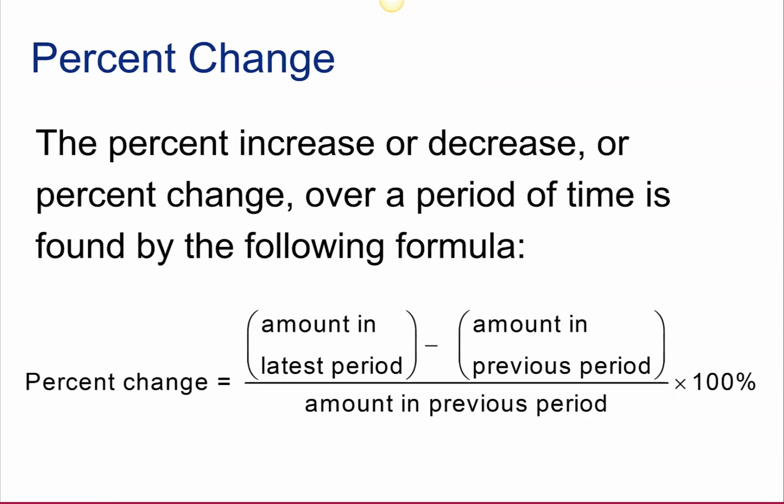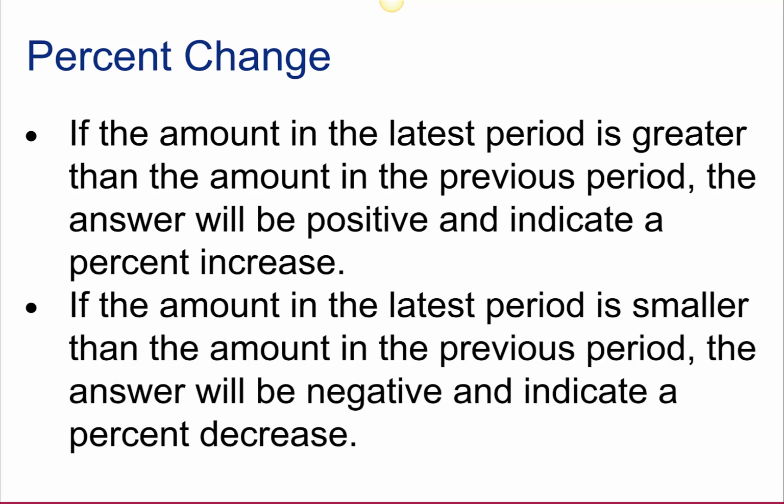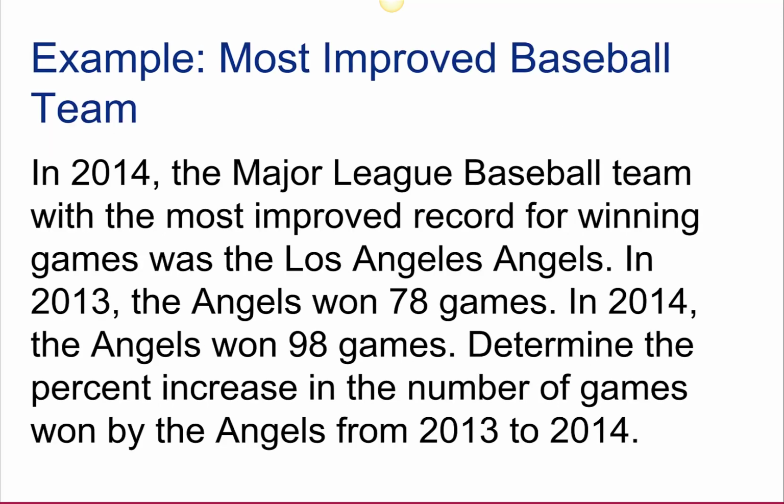Percent change. The percent increase or decrease, or percent change over a period of time, is found by using the following formula. Percent change equals the amount in the latest period minus the amount in the previous period, divided by the amount in the previous period, and then we multiply by 100 to get the percent. If the amount in the latest period is greater than the amount in the previous period, the answer will be positive and will indicate a percent increase. If the amount in the latest period is smaller than the amount in the previous period, the answer will be negative and indicate a percent decrease.